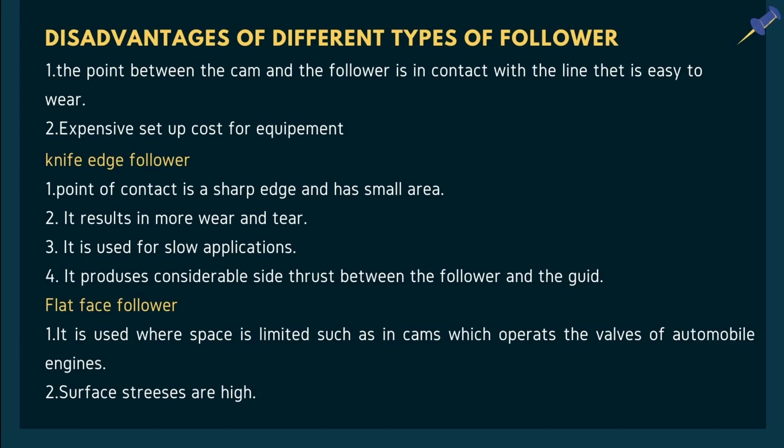Disadvantages of cam and follower. First, the contact between the cam and the follower is along a line, which is easy to wear. Second, it is expensive for the setup of equipment. Disadvantages of the knife edge follower are: first, its point of contact is a sharp edge with a small area. Second, which results in more wear and tear. Third, it is used for small applications. Fourth, it produces considerable thrust between the follower and the guide.